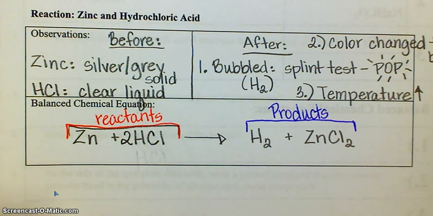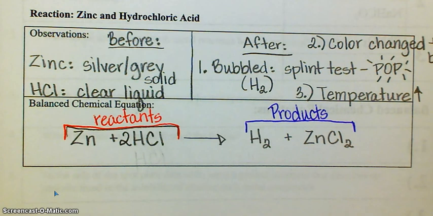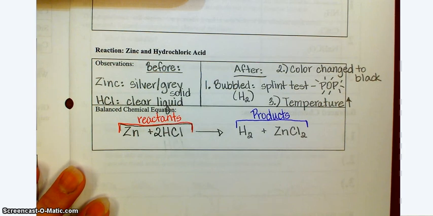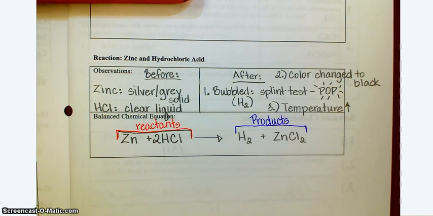Okay? And that should be about it for anybody who has missed that particular lab experiment. There's the whole thing. You had bubbles, you had a color change, you had a temperature rise, and then you had the balanced chemical equation down at the bottom.